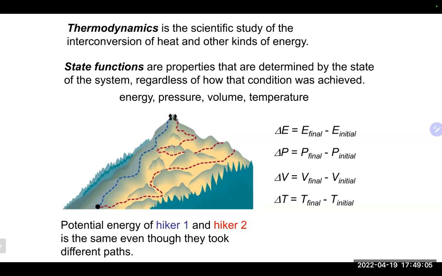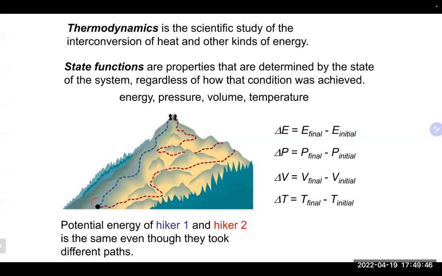State functions are properties that are determined by the state of the system, regardless of how the condition was achieved. State functions are things like energy, pressure, volume, temperature. It's basically final and initial, so where you start and where you end. The change in energy is final minus initial, pressure final minus initial, volume final minus initial, and temperature final minus initial.